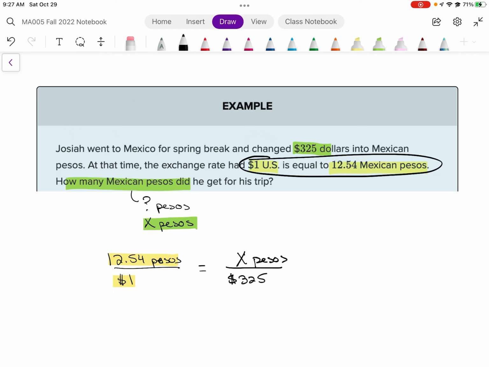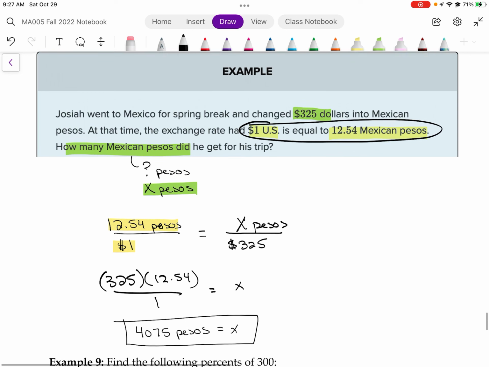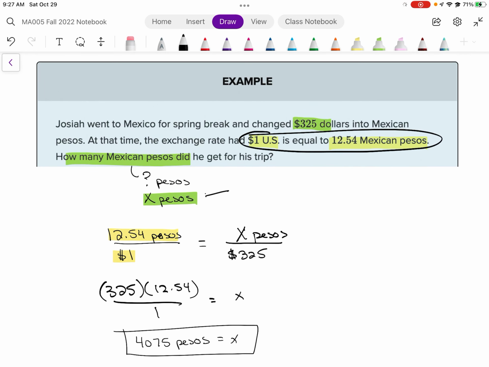All right, so we've got 12.54 times 325 over 1. So it's nice that it's 1, and that gives us X. So 325 times 12.54 is 4,075 pesos. That equals X. That's what we just found. So be careful with your unit. Keep track of what it is that you're looking for. That's why it's helpful to write this right up here.